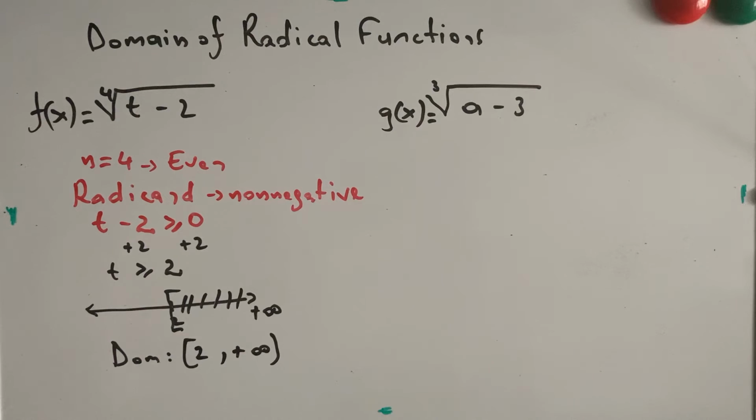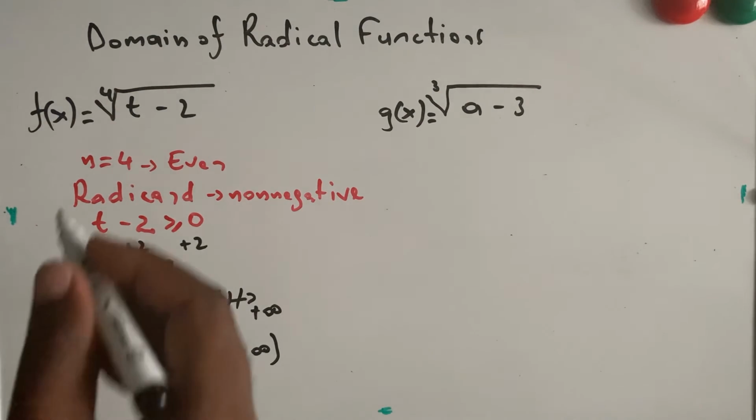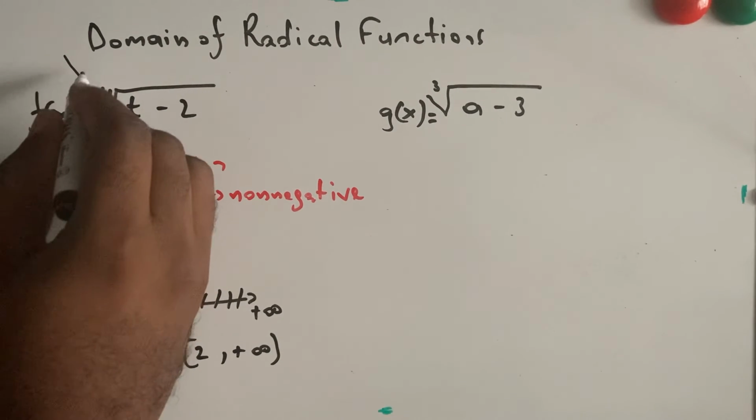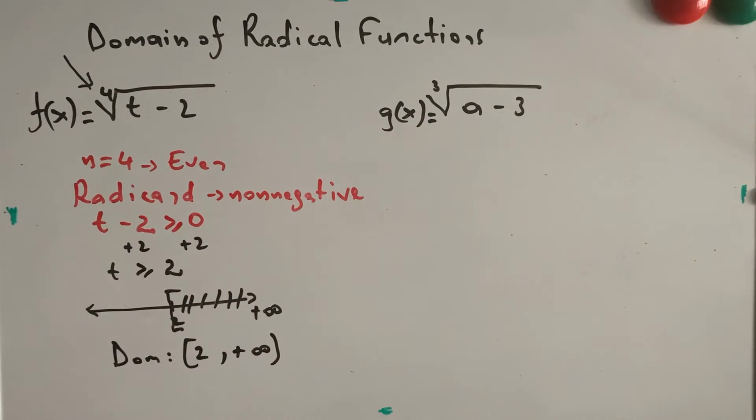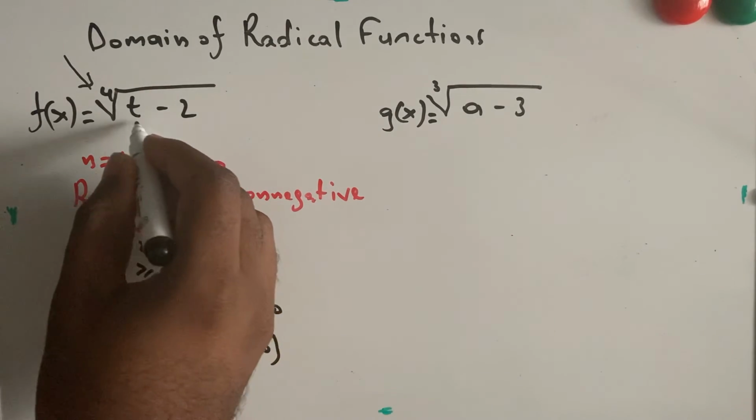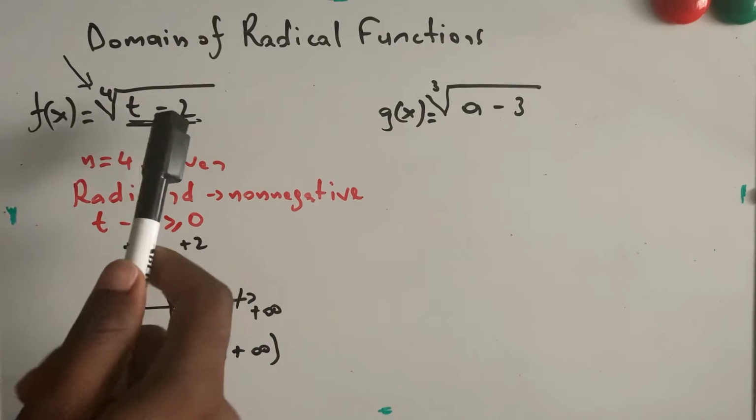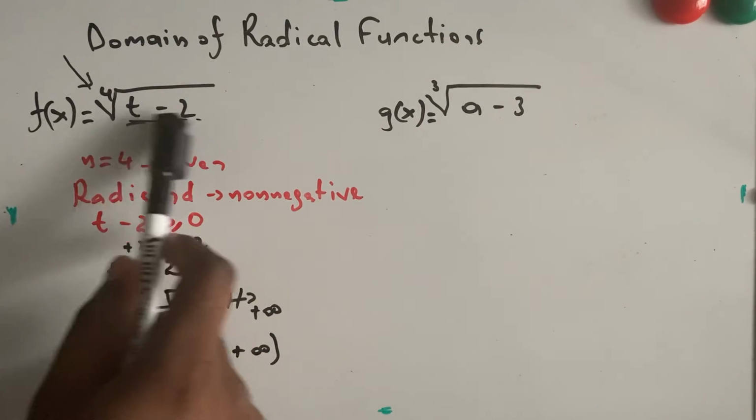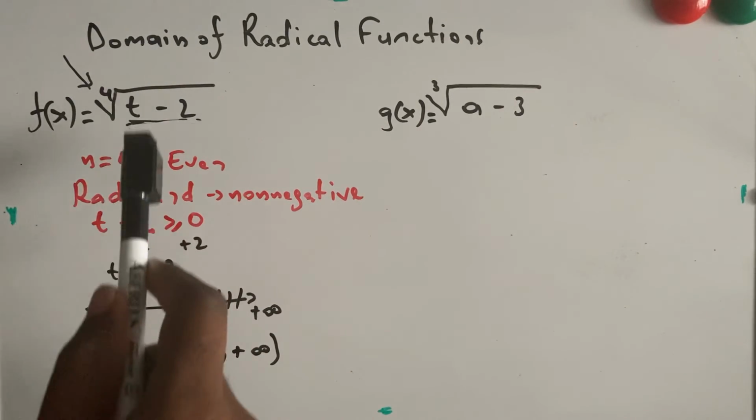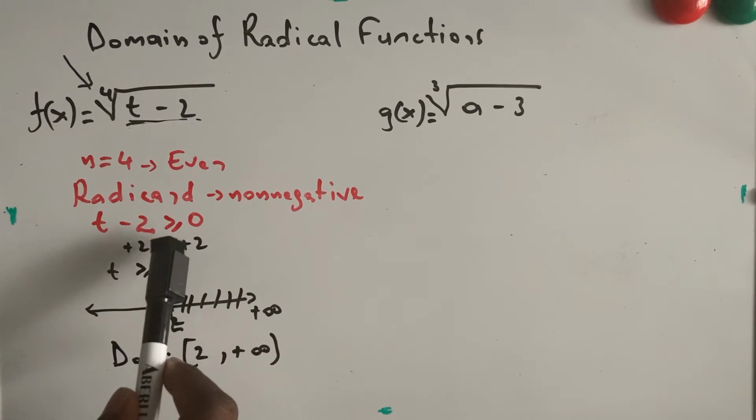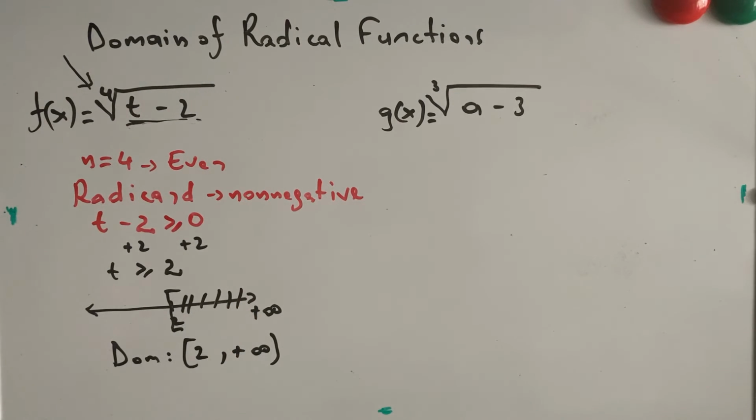Again, keeping it simple. If the index is even, take the radicand, set it greater than or equal to 0. Always what you have to do. Always. If the index is even, take the radicand. By radicand, I mean what's under the radical. Take it, set it greater than or equal to 0, because it has to be positive or 0, okay? Then you solve. That's all.